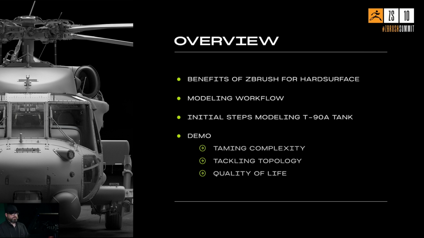So a really quick overview, what we're going to be doing today is we're going to start off with a couple talking points. First is going to be the benefits of ZBrush for hard surface. And then the next one will be the modeling workflow that I like to do. Then we're going to jump into ZBrush, and I'm going to show my initial steps for modeling a tank. And these initial steps are kind of like what I do for every step going into a hard surface project. Then we'll go into a demo, and we're going to talk about a couple things with taming complexity. Then we're going to talk about topology and some small tips that can save you some troubles down the line.